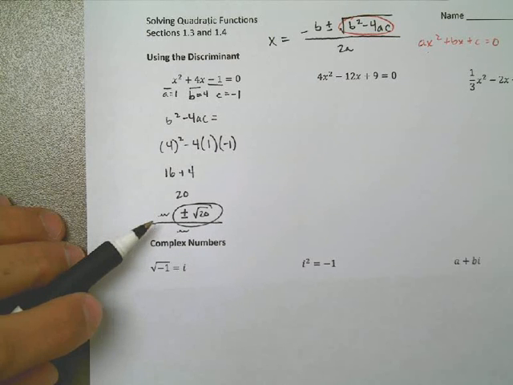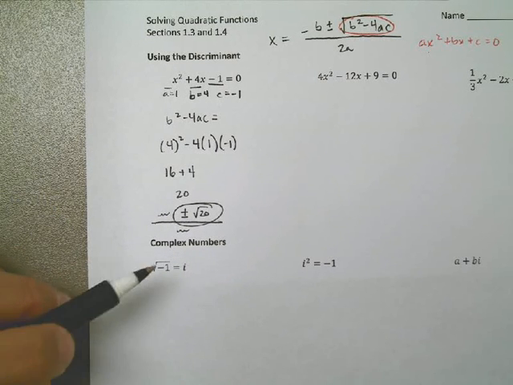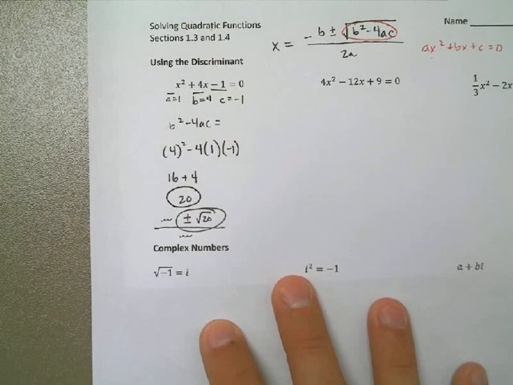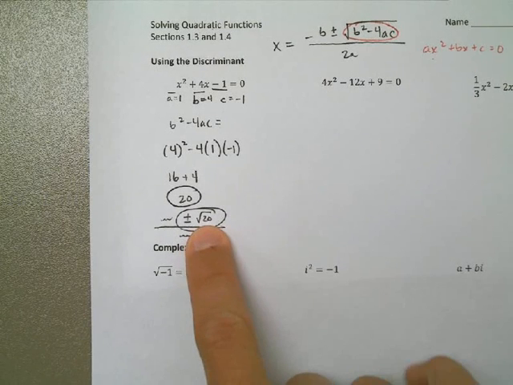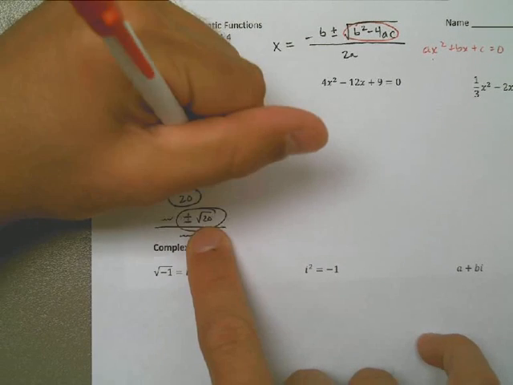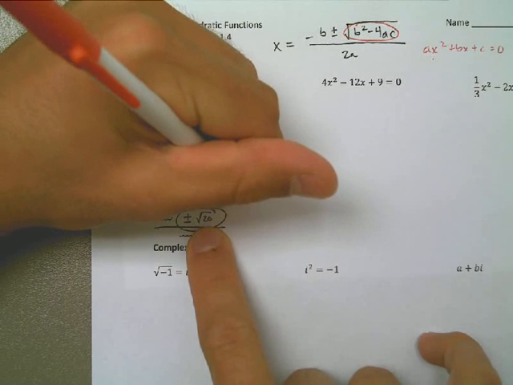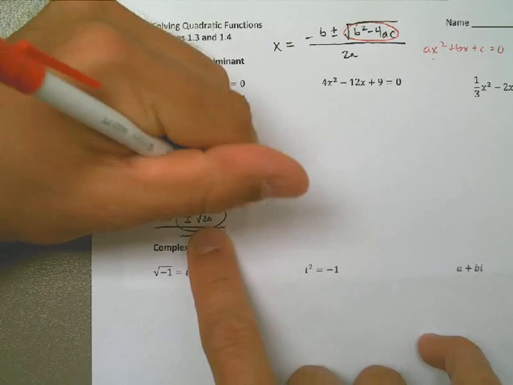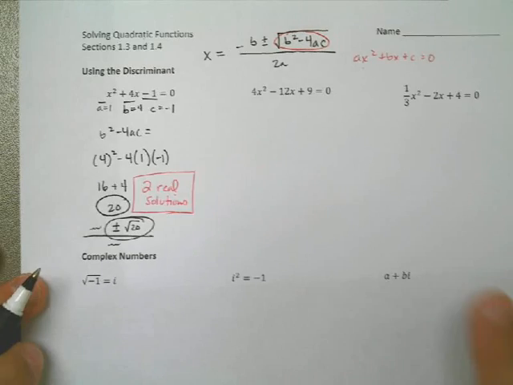Now that's not nice and neat. It's not like a square root of 16 or a square root of 25, but it is a real number. Therefore, I'm going to have two solutions. Something plus the square root of 20, something minus the square root of 20. In other words, anytime you end up with a number here that is greater than 0, you're going to have something to put in here, which means you have two solutions. Two real solutions.